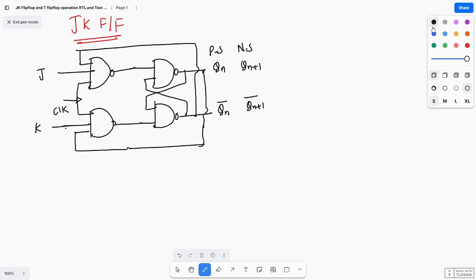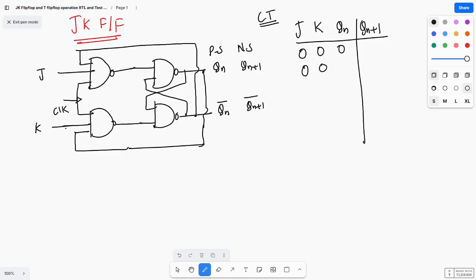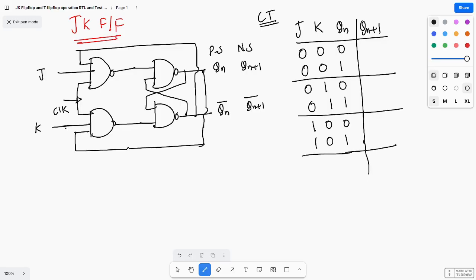First case: if you see the characteristic table, what are the inputs? J, K, Qn. This is the characteristic table. The output is Qn plus 1. There are 3 inputs, so the possible combinations are 0 0 0, 0 0 1, 0 1 0, 0 1 1, 1 0 0, 1 0 1, 1 1 0, 1 1 1.